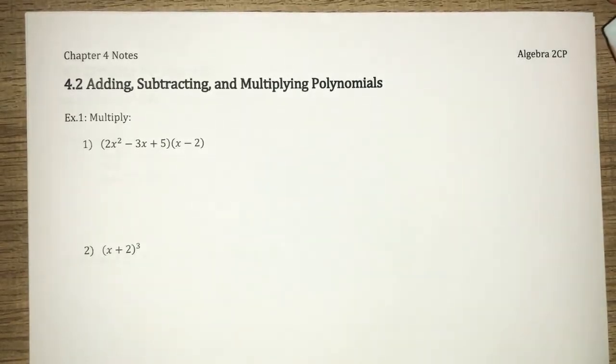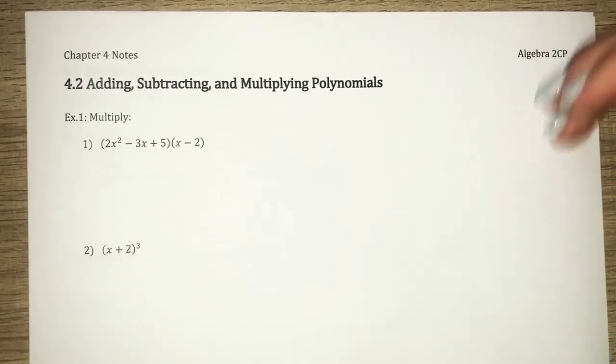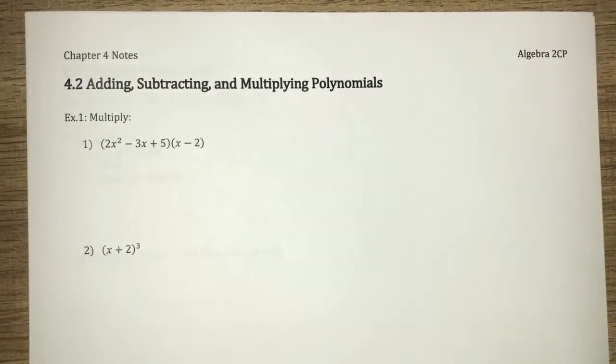So section 4.2 is adding, subtracting, and multiplying polynomials. We're not going to worry too much about adding and subtracting polynomials. I'll talk about it in class a little bit, but these examples are mostly going to cover multiplying polynomials and then what's called binomial expansion.